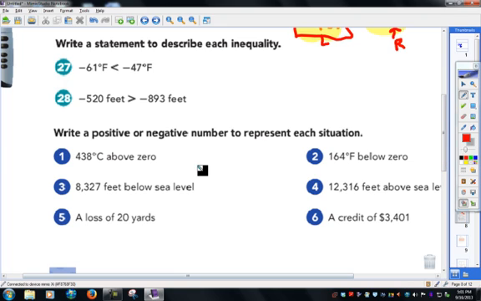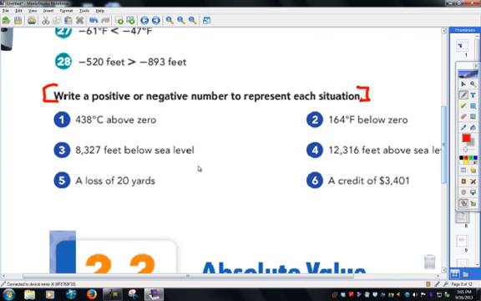Okay? Now, last thing here we've got to talk about. We haven't talked about this at all. This is what one of our learning targets said, and we read it at the beginning of the class. You have to be able to write whether we're talking about a positive or a negative integer to represent the situation. So, for example, here we're talking about 438 degrees above 0, above freezing. We know that that has to be shown by giving a positive 438.